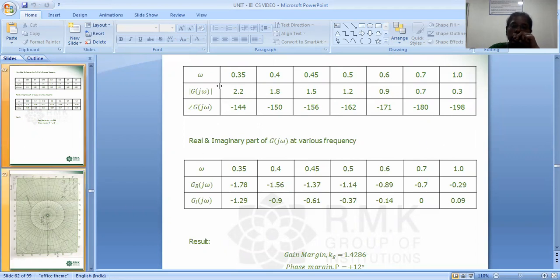Here you can see that the first reading I got is a magnitude of 2.2, and the angle is minus 144. I'll tell you for this point, and the same way we have to plot it for the remaining points. So let me tell you for the first point alone, as the remaining points are similar to that. The first point is for 2.2 magnitude, and the angle is minus 144.